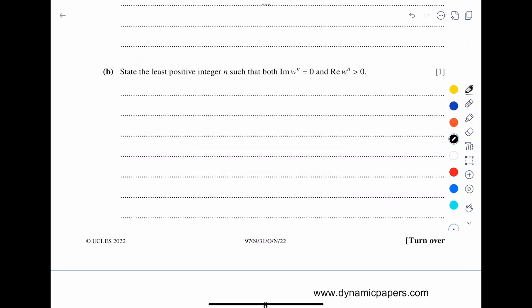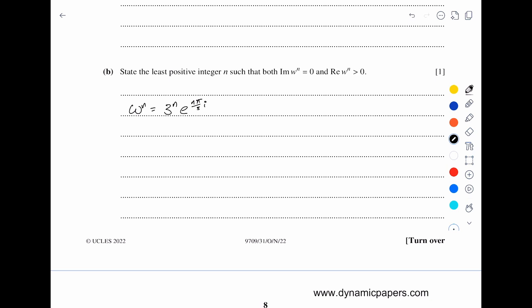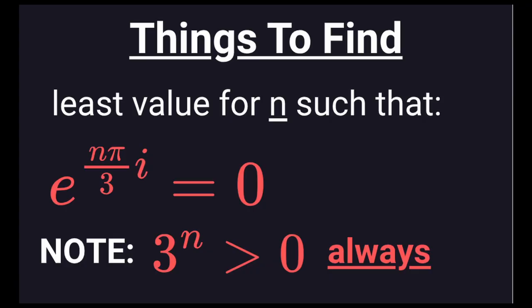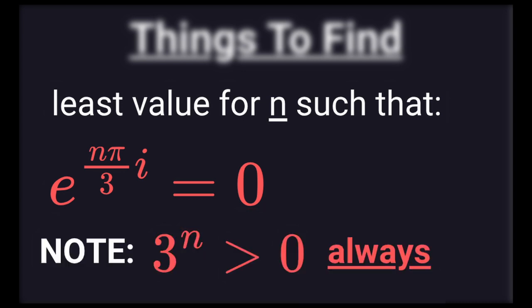Let's break down what w to the power of n actually is. All it is just (3e^(iπ/3)) to the power of n, which becomes 3^n times e^(inπ/3). So we need to find the least value for n, such that e^(inπ/3) equals 0, and yet we know that 3^n will always be bigger than 0.